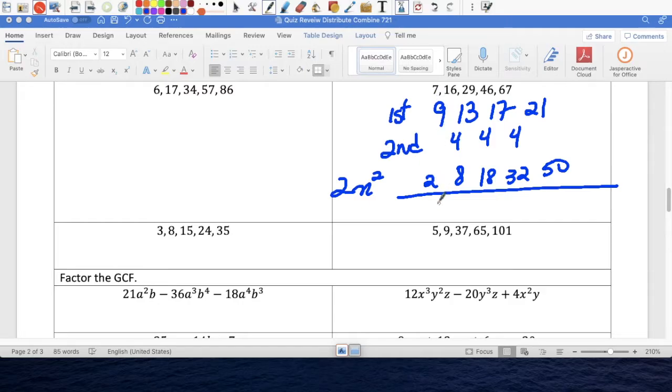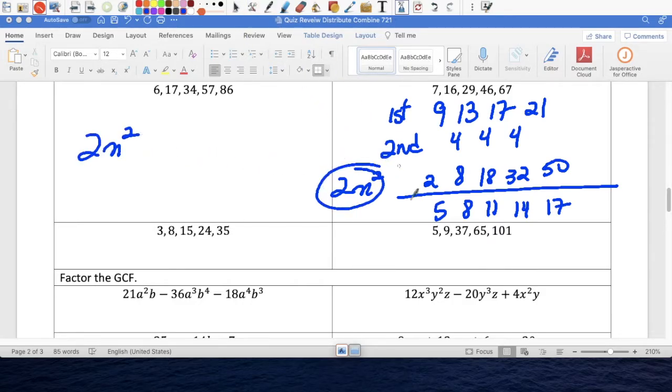Now 7 minus 2 is 5. 16 minus 8 is 8. 29 minus 18 is 11. 46 minus 32 is 14, and then 17. Okay. So far I know that my sequence is going to be made of 2n squared.